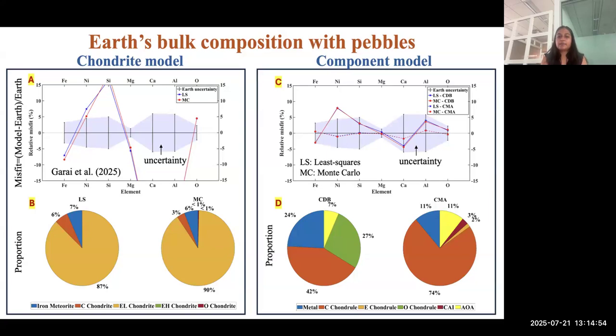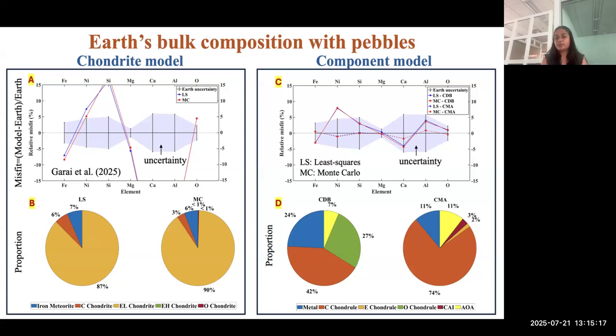Okay. So we see for figure C that all or most of the major elements fall within the uncertainty limit for Earth, which works a lot better than figure A, the chondrite model. Okay, in figure D, I show the proportion of different components that my least squares models found.